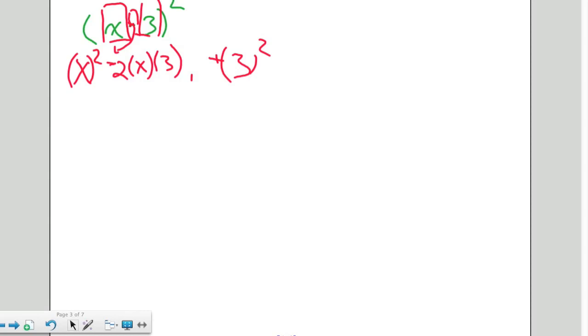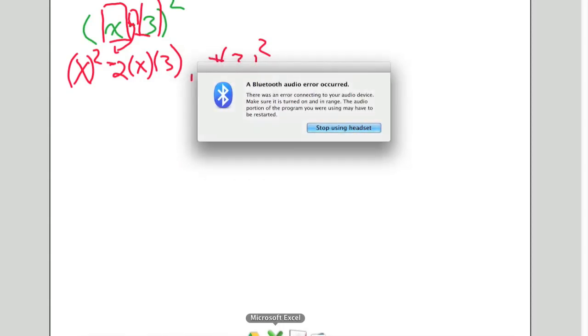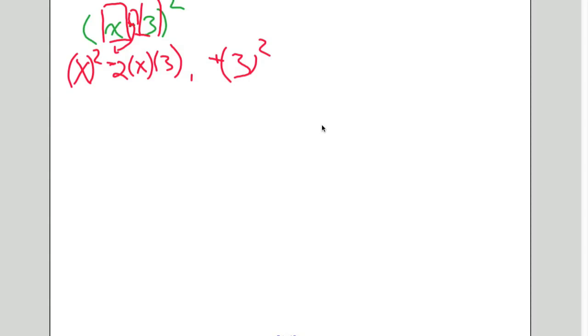I don't remember that at all. Take the first thing, square it. Take the last thing, square it. It's going to be a positive. Then 2 times the 2 terms multiplied together. So we want to take that.